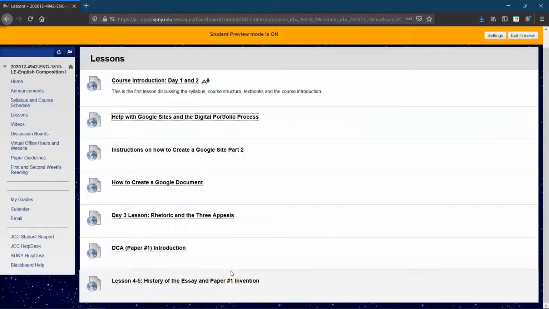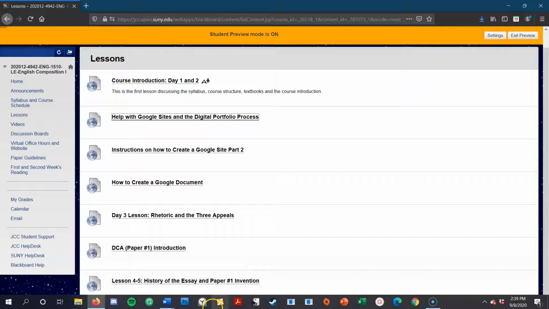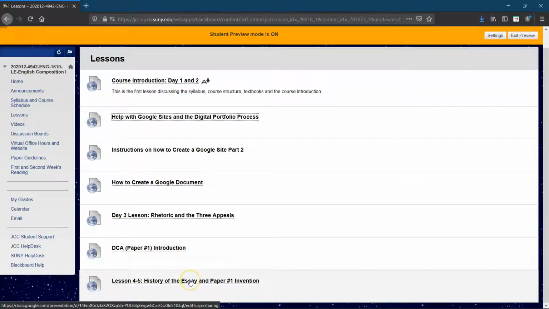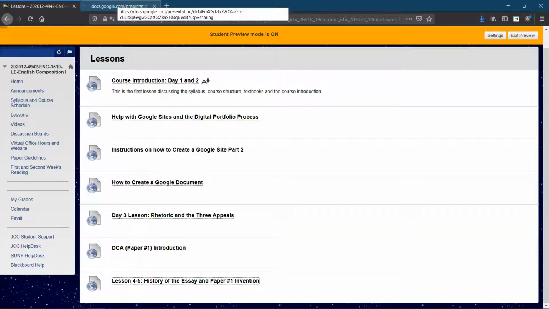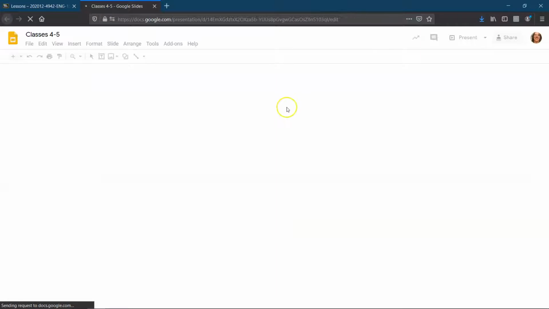So anyway, going from there, I would like to begin lesson 4 through 5, history of the essay and paper 1, invention. I'm aware I went through the first half of the history of the essay, but I will revisit some points, and there are a few things I would like to add into the lesson. So that's what I'll be covering today.